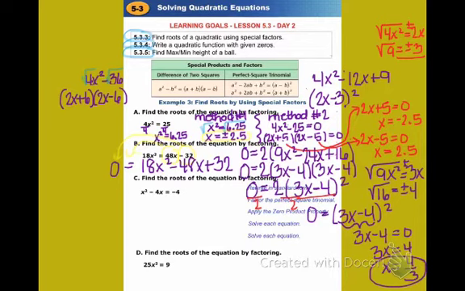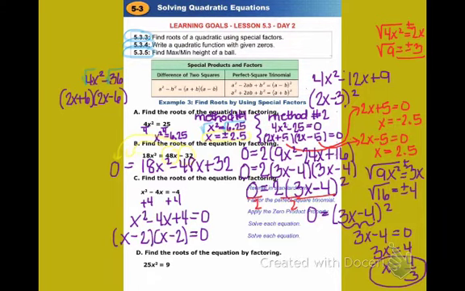But anyway, we want to find the roots of the equation by factoring of x squared minus 4x equals negative 4. So the first thing I'm going to do is put this in a form where everything is on the same side. I'm going to add 4 to both sides. That leaves me with x squared minus 4x plus 4 is equal to 0. And I noticed right away that this was one of those perfect square trinomials. And so I'm going to go ahead and factor it into x minus 2 and x minus 2.